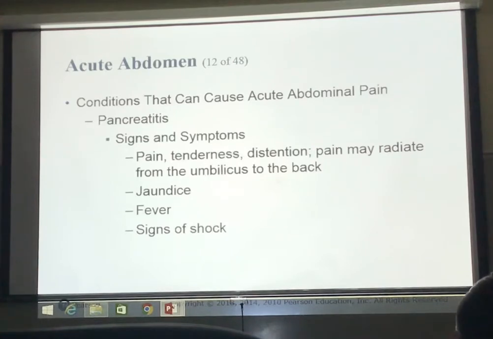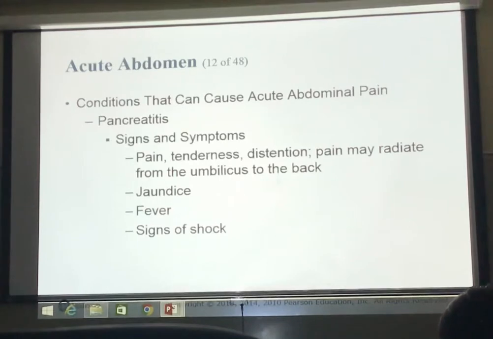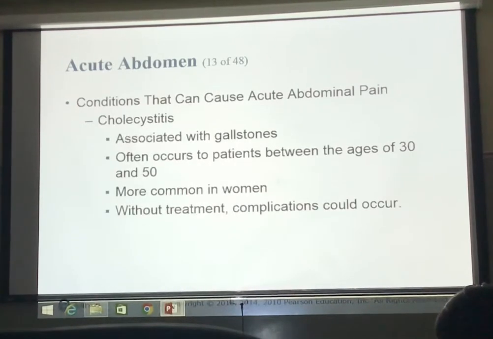Alright, pancreatitis is inflammation of the pancreas and causes severe pain in the middle of the upper quadrants, the epigastric area of the abdomen. This abdominal pain sometimes radiates to the mid to lower back. Alright, you can have jaundice, fever, signs of shock. Most of the time you'll see this in alcoholics.